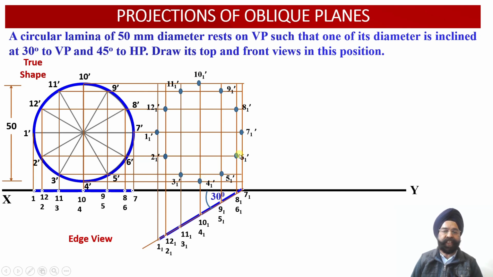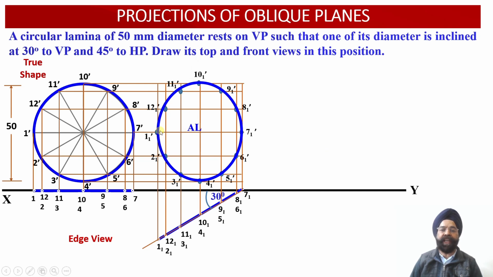So similarly, 6 1 dash, 7 1 dash and all the other points over here have been obtained by virtue of the intersection of the vertical projectors through points 6, 7, 8, 9, 10, 11, 12 and the horizontal projectors drawn through the same points over here. Once we obtain these 12 points, we join them and get an ellipse, the apparent shape projection available in the front view.